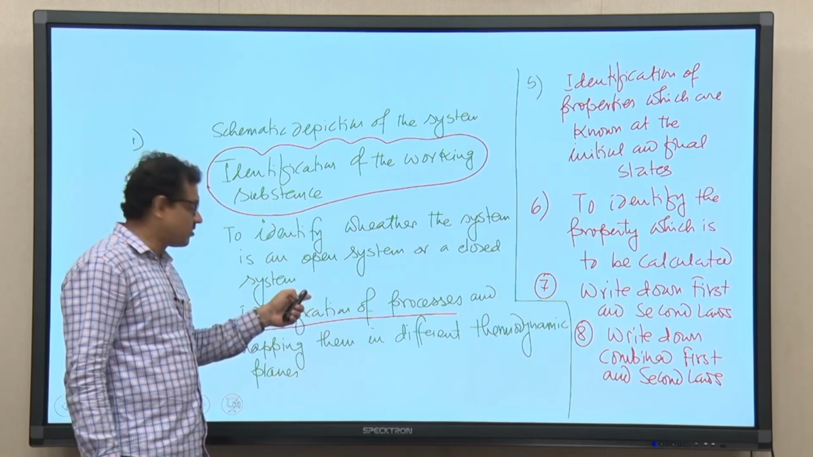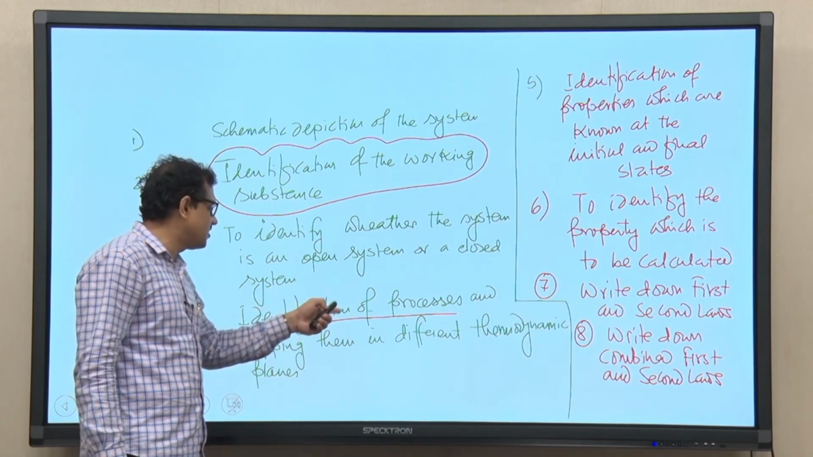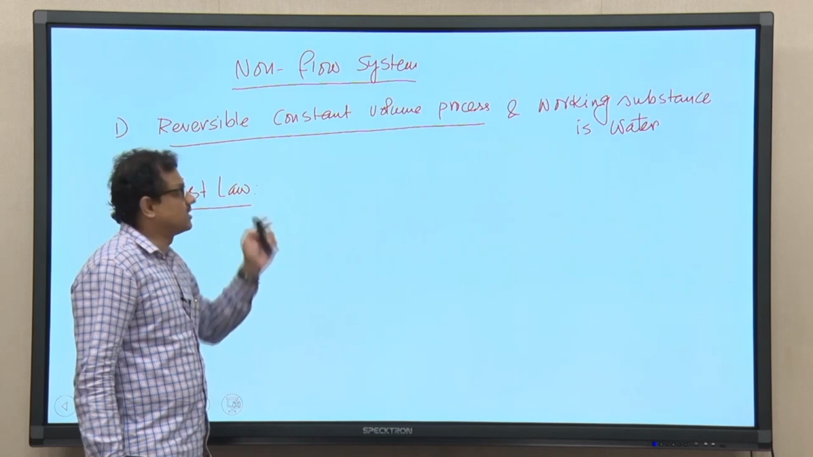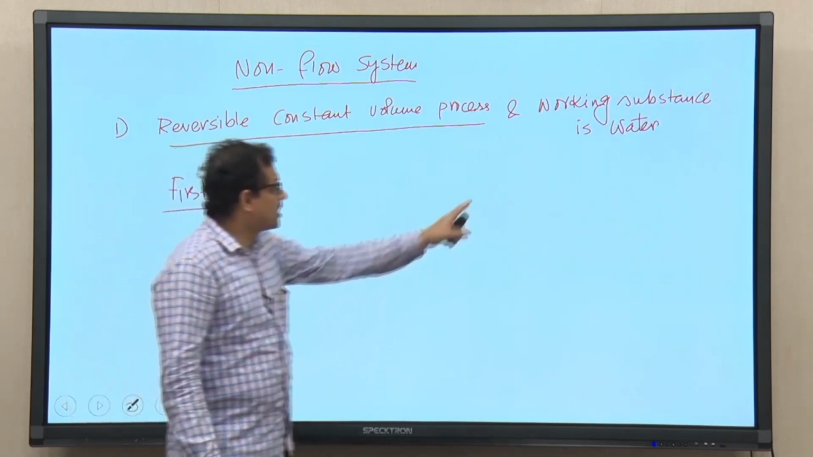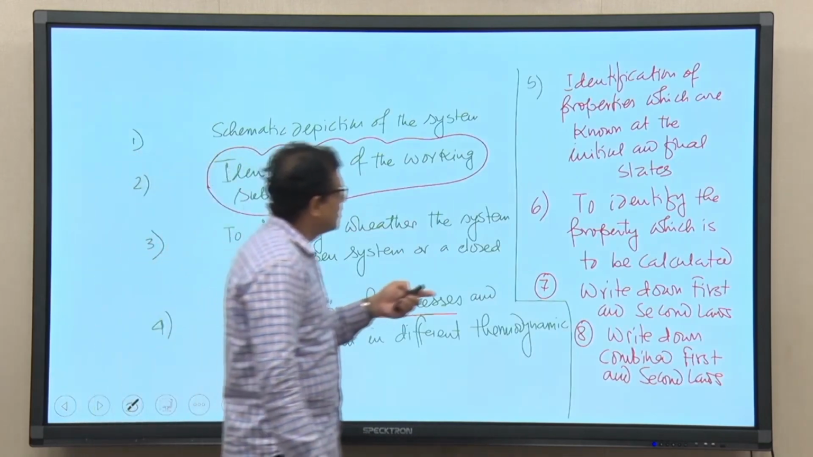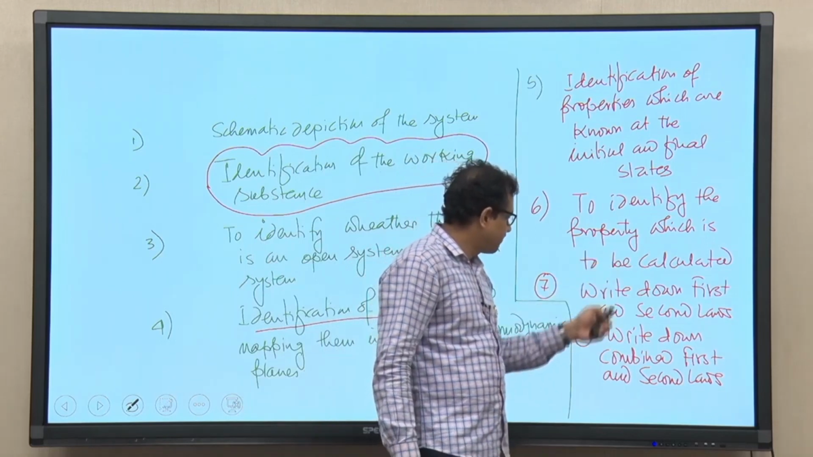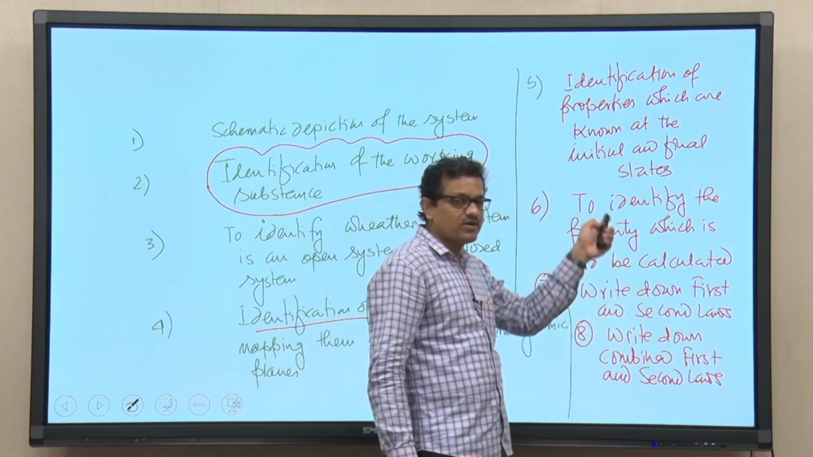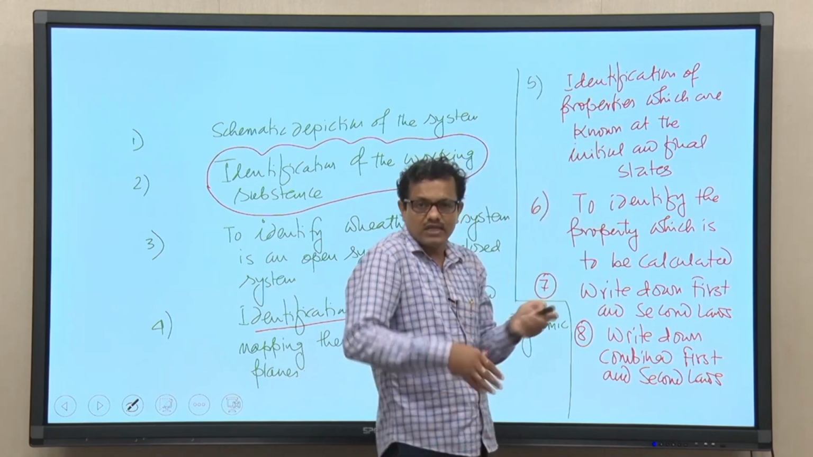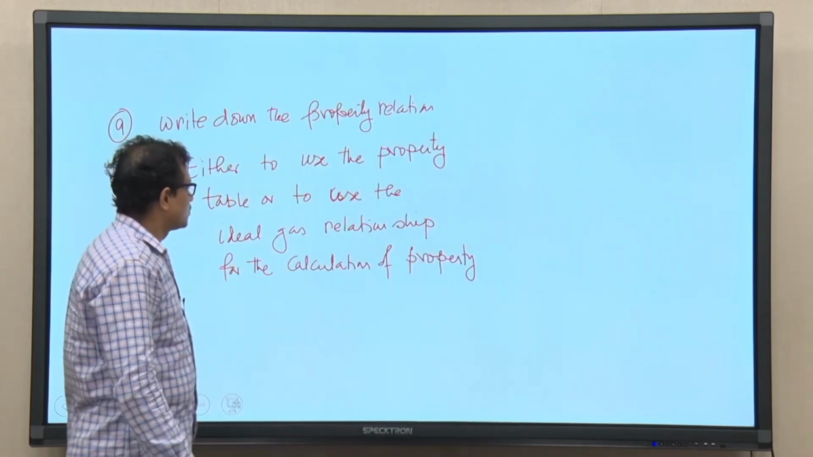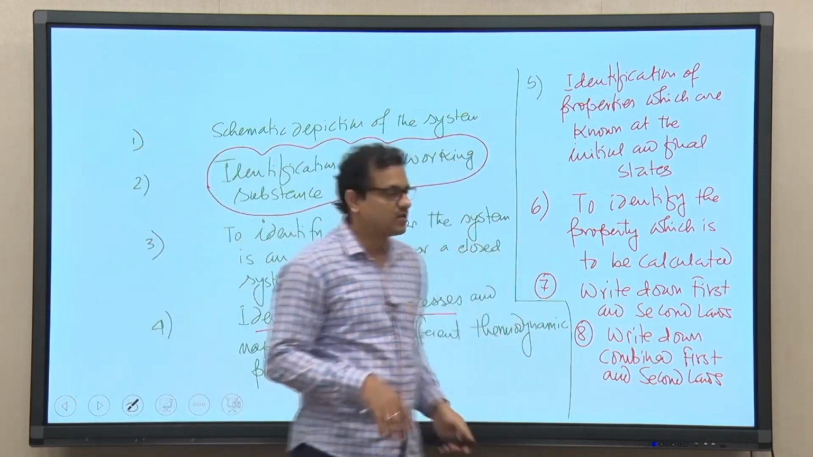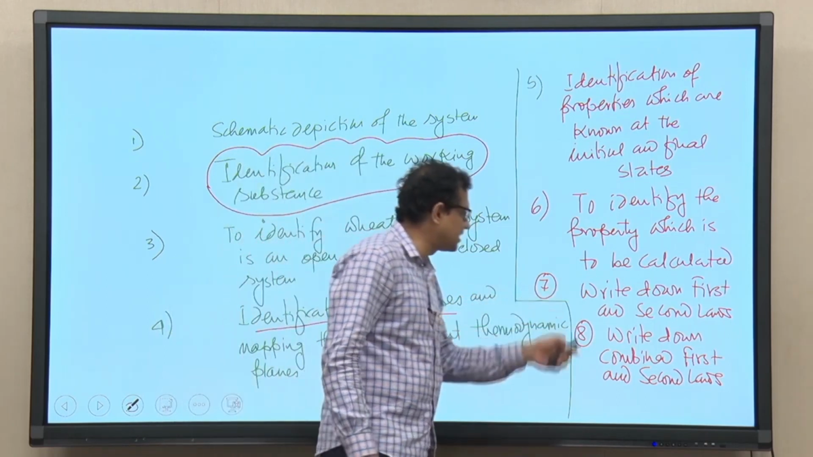The fourth one is also not required, because identification of processes is not required: it is given a reversible constant volume process, a non-flow system, and the working substance is given. So now we can directly write down the first and second law, because nothing is said about which property is to be calculated. It is a generic discussion. From point 1 to point 6 it is not required, so straight away we can go to point 7, that is the first law.